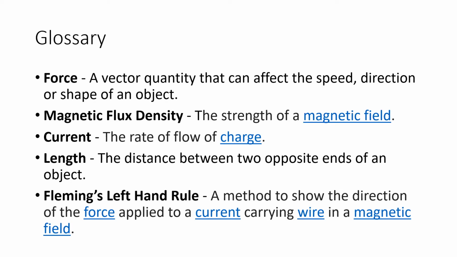So here are our key terms. Force, which is a vector quantity that can affect the speed, direction, or shape of an object. Magnetic flux density, which is the strength of a magnetic field. Current, which is the rate of flow of charge. Length, which is the distance between two opposite ends of an object. And finally, Fleming's left-hand rule, which is a method to show the direction of the force applied to a current carrying wire that's inside a magnetic field.